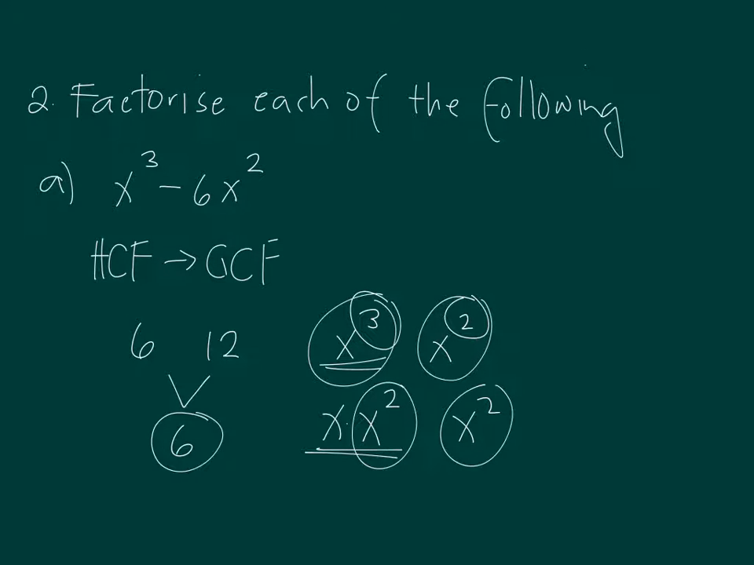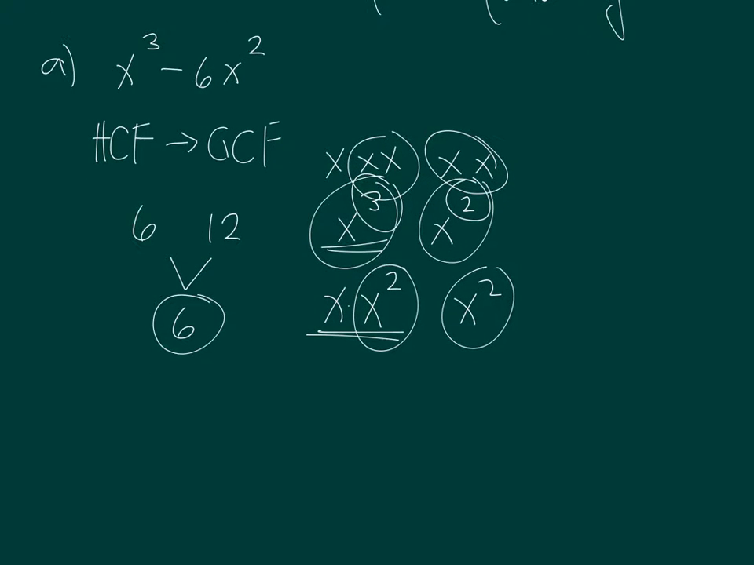Because x cubed has one more x multiplied to it. So x cubed is x times x times x, and x squared is just x times x. So the common part for these two terms is that you have two x's being multiplied to each other, and that is x squared.